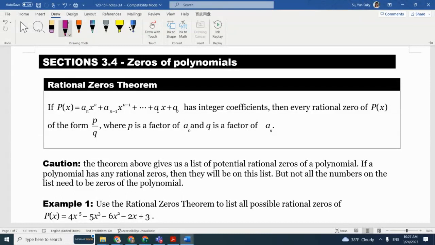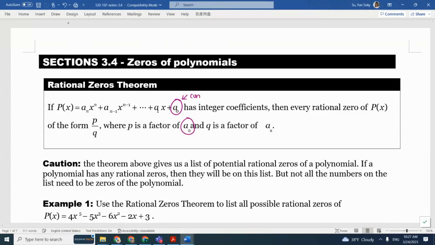So this is the constant term. And then q is a factor of the leading coefficient. So you look at the constant term and what are the integer factors of it, and you look at the leading coefficient, what are the integer factors of it. Then your possible roots will be of the form of the integer factors of the constant term over the integer factors of the leading coefficient. So all your rational zeros must be in this form.